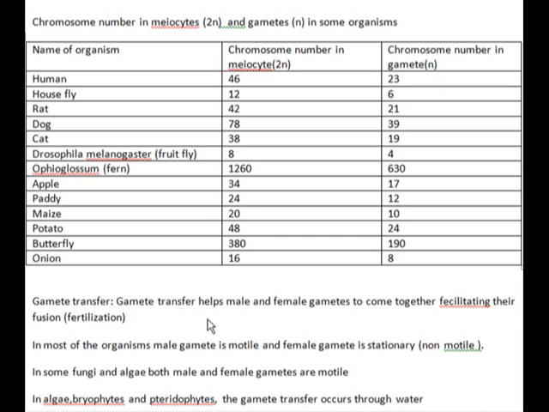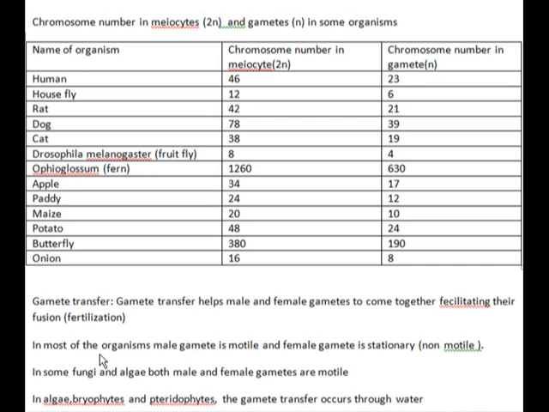So if I take the meaning of gamete transfer, it is the transfer of male and female gametes facilitating their fusion, or gamete transfer helps male and female gametes to come together, helping their union or fusion that results in fertilization. That is the meaning of gamete transfer. So the gametes may be away, male gamete is in one place, female gamete is in another place, and they have to come together and unite or fuse, forming the zygote. That act is called fertilization. So gamete transfer helps union of male and female gametes.